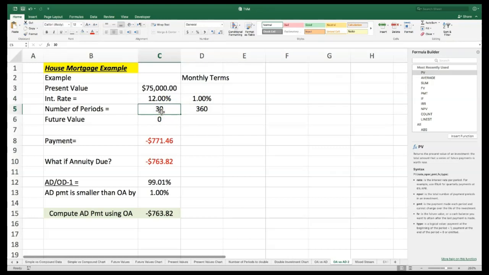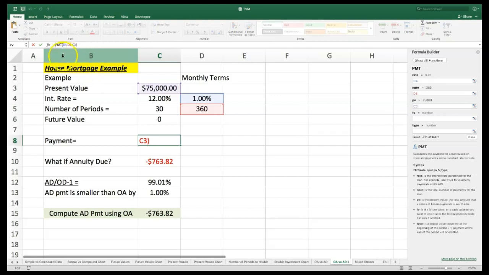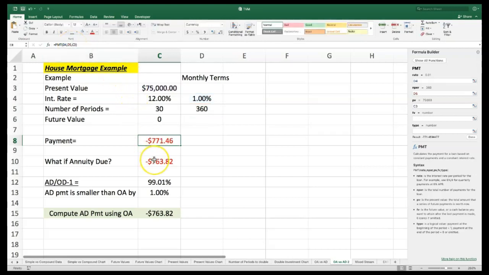Number of periods, well, there's 30 years. That equates to 360 months, so 30 times 12. And the future value, well, we're going to pay off this loan, so the future value of the loan would be 0. We can use Excel's payment function, the PMT, to calculate the amount of this ordinary annuity payment, the amount of the house payment. That's going to be a function of the monthly interest rate, the number of payments, D5, and the amount that was borrowed, C3.